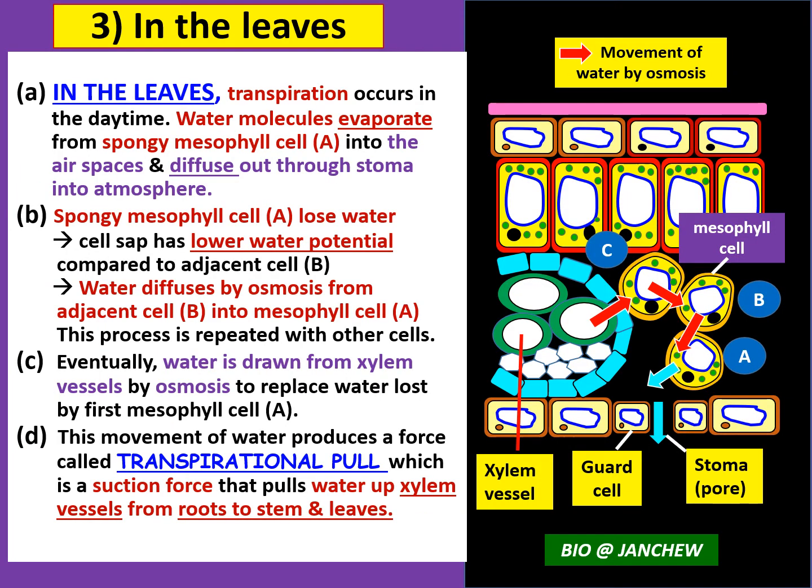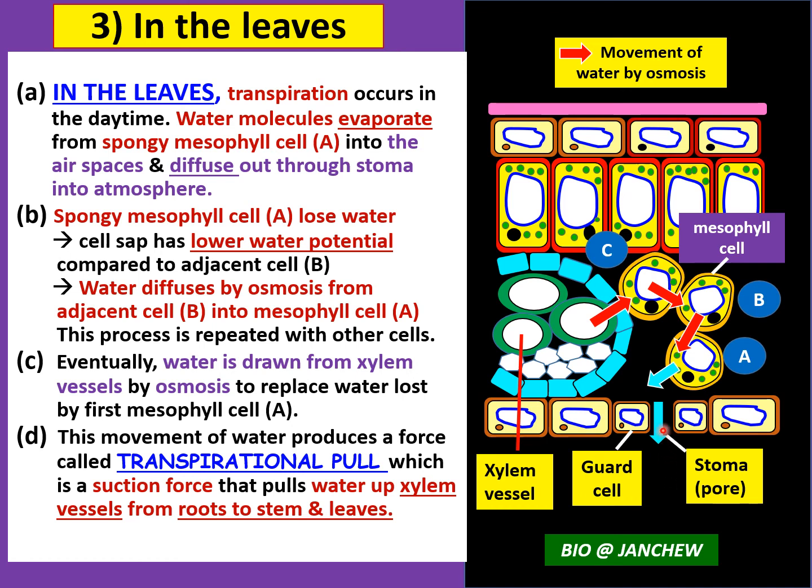Lastly, let's look at the discussion of how a third force, transpirational pull, is formed. So in the leaves, transpiration occurs in the daytime, where water molecules evaporate from spongy mesophyll cells into the air spaces and diffuse out through the stoma or stomata into the atmosphere. So in the daytime, the guard cells will open the stoma, or stomata in the plural form, and water molecules evaporate from the surface of mesophyll cells into the air spaces in the leaf, and after that they diffuse out through the stoma into the atmosphere. This is the process of transpiration.